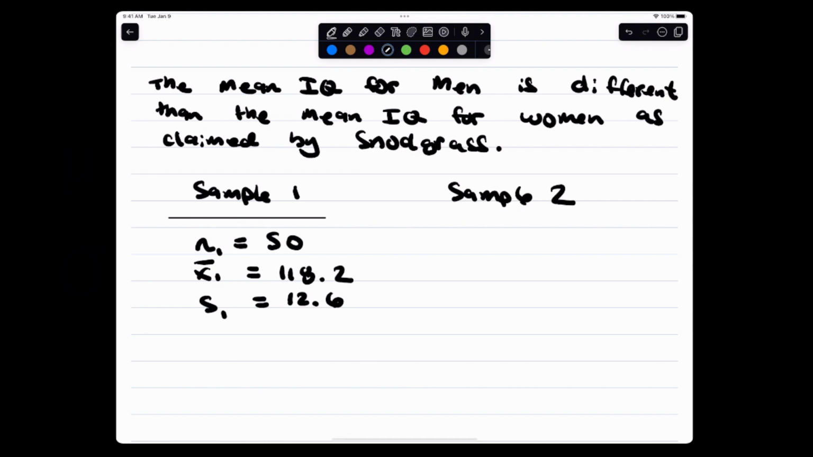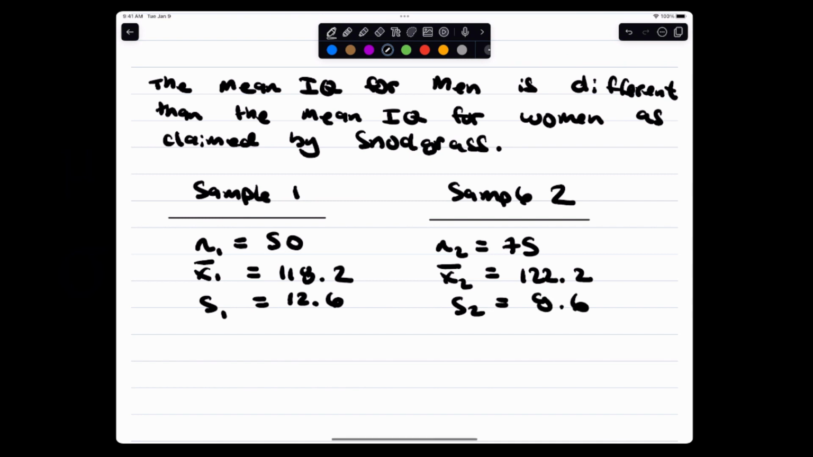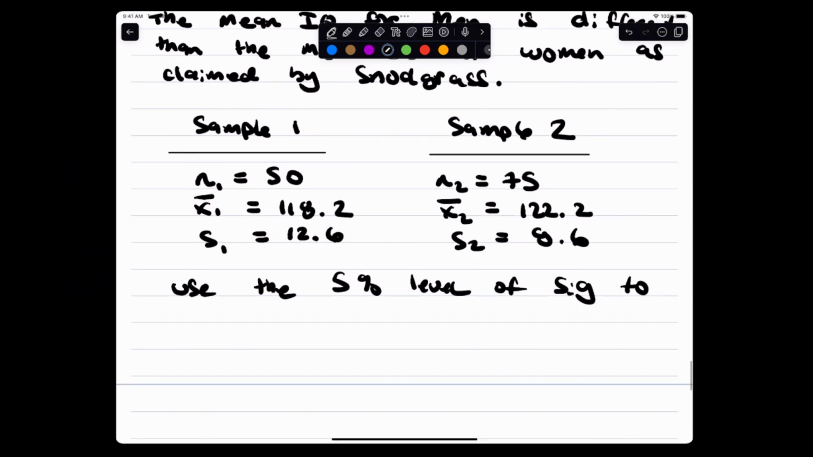And then the second sample will be, the sample size will be 75. The sample mean here, maybe 122.2. The sample standard deviation is going to be 8.6. And they'll say use the 5% level of significance to test this claim.